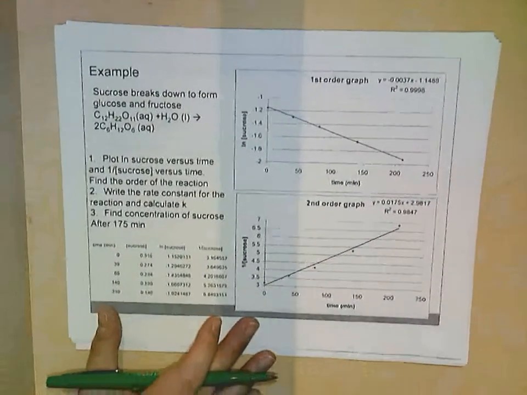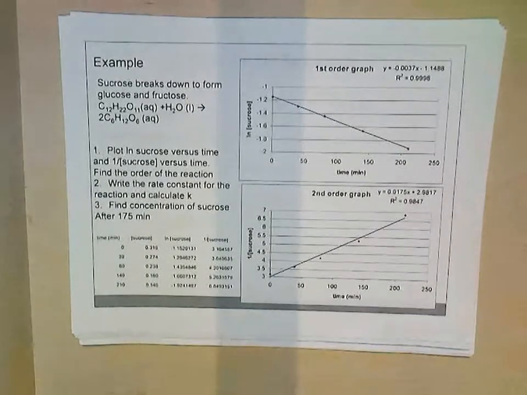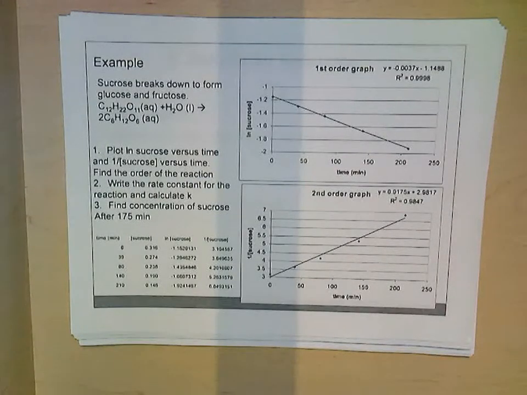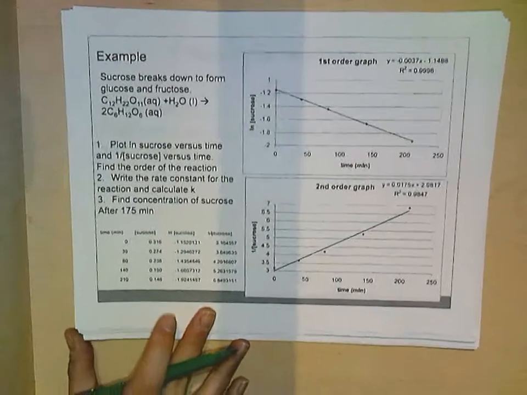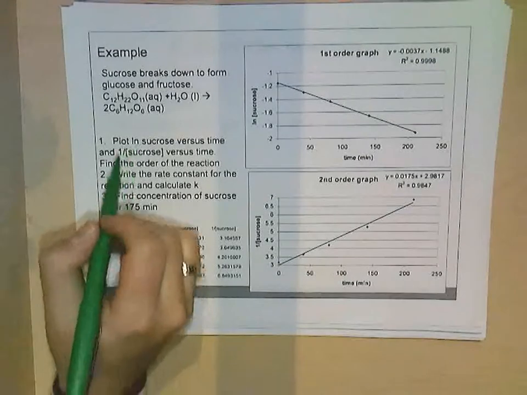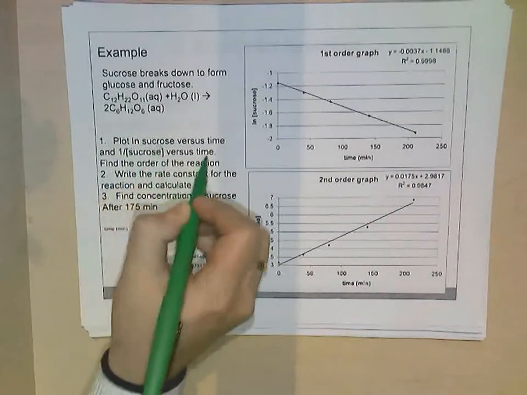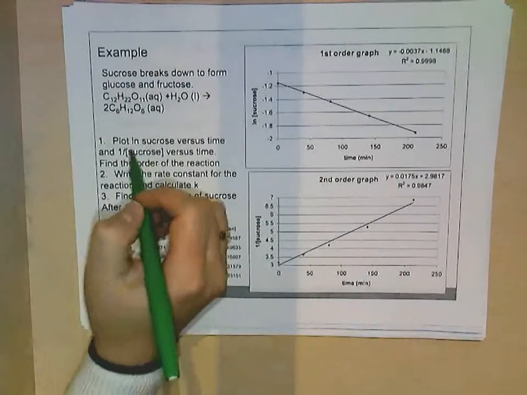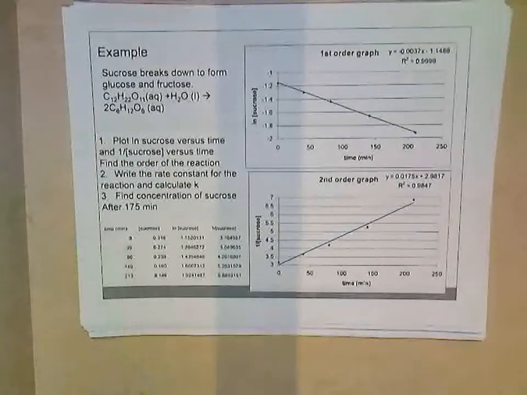All right, so I went to the lab and I collected some experimental data. All right, that's what it looks like. Let's see if I can coax that more. All right, that's a little better. All right, so I already did number 1. I plotted the natural log of sucrose versus time, and I also plotted 1 over sucrose versus time. When I plot natural log, what order reaction am I plotting?